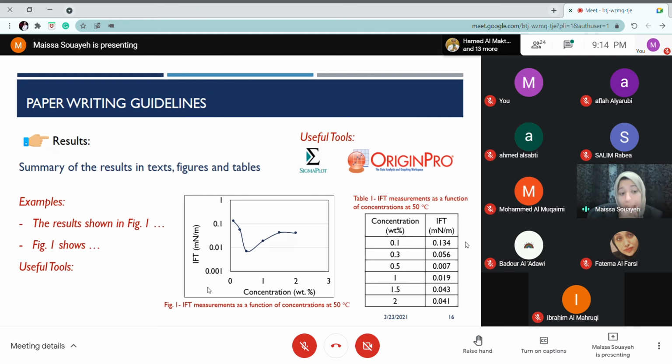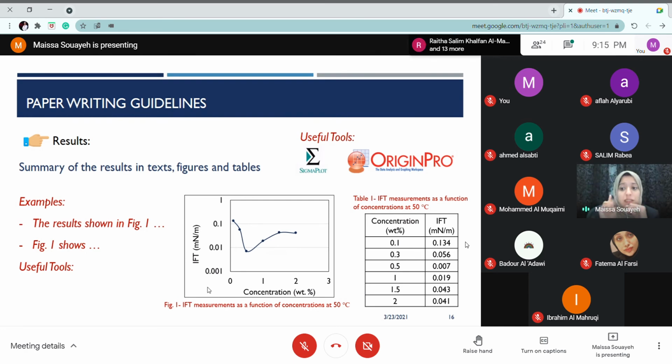Okay, now an example of the figures and tables. For example, we have the results of the IFT versus concentration, and you can present the results of the IFT in two formats, either figure or table. You cannot use both. This is very important. In the results section, you cannot present the same results in both a figure and a table. You need to choose, either figure or table, one of them.